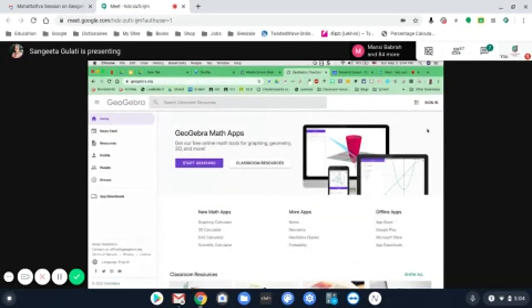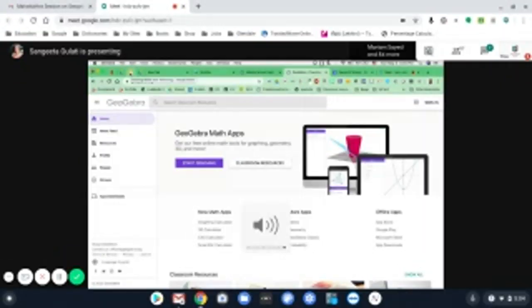This is really useful, Sangeeta. I think we should stop GeoGebra here, and if you can just give us 10-15 minutes of your time to explain the add-on, Equatio.